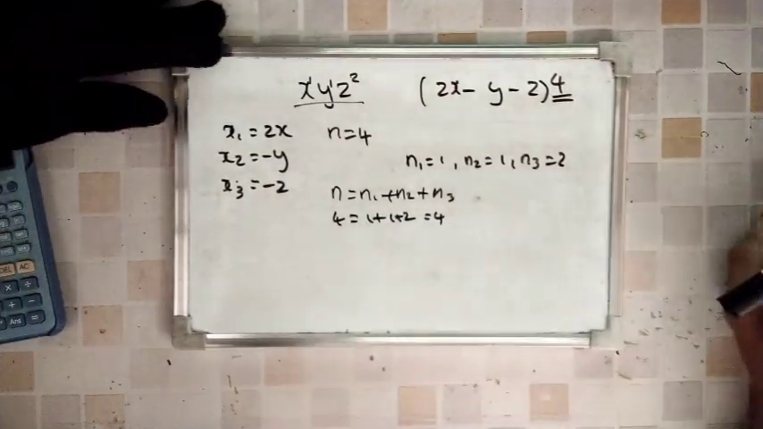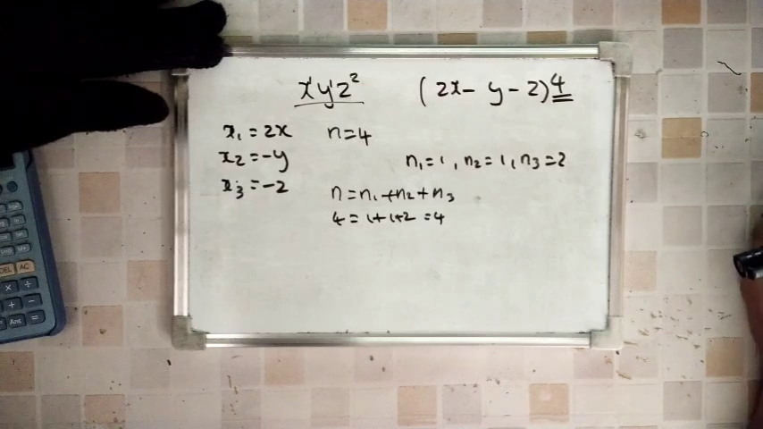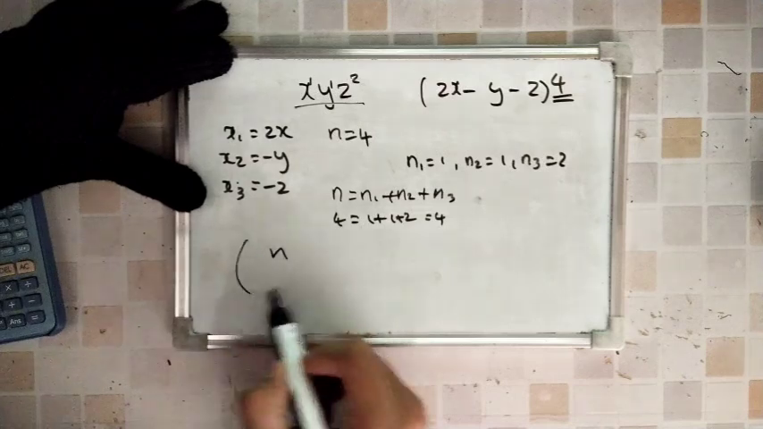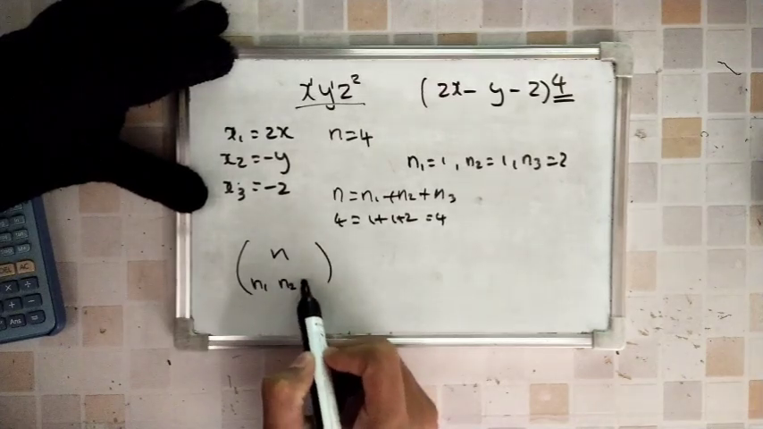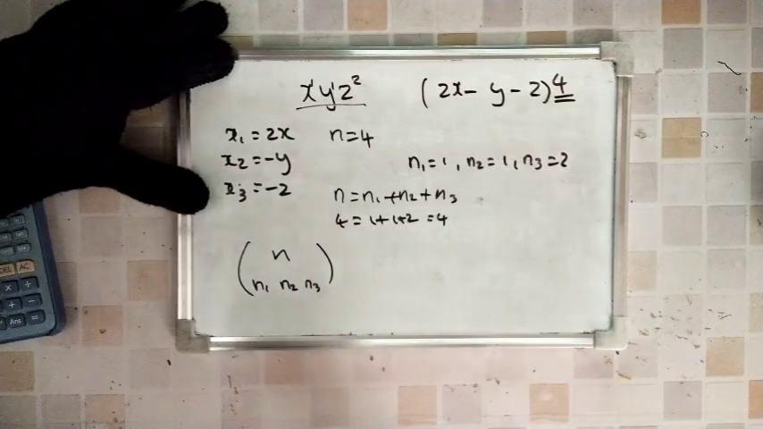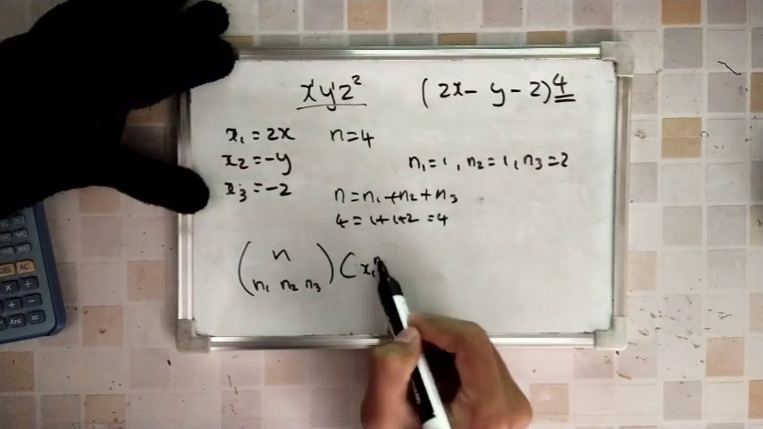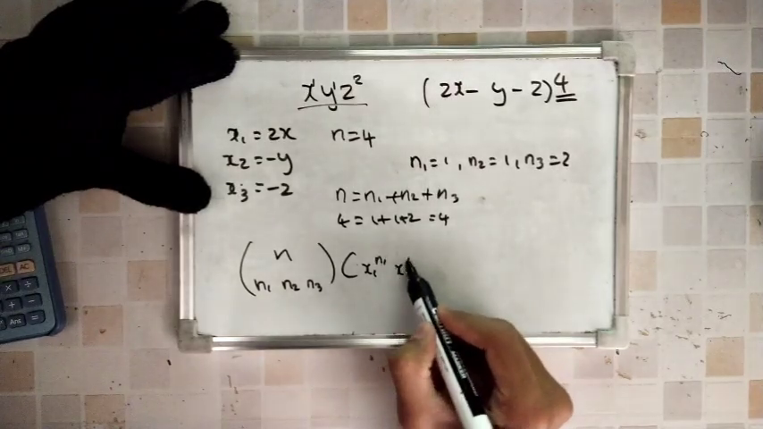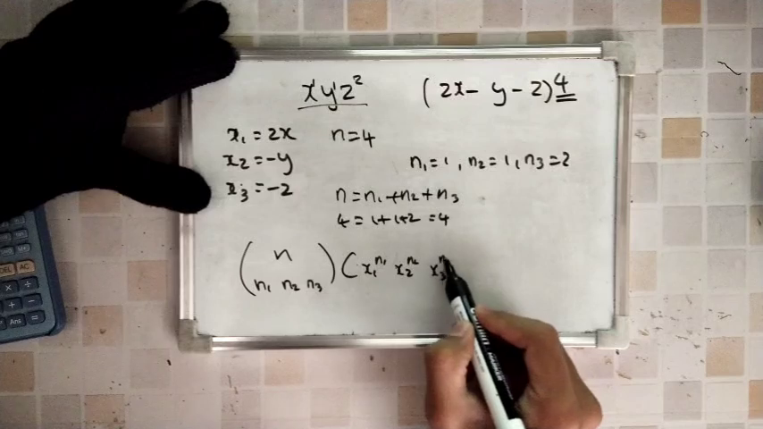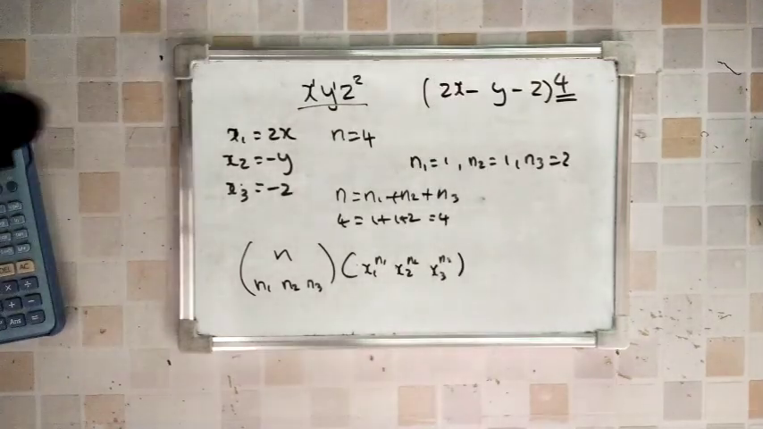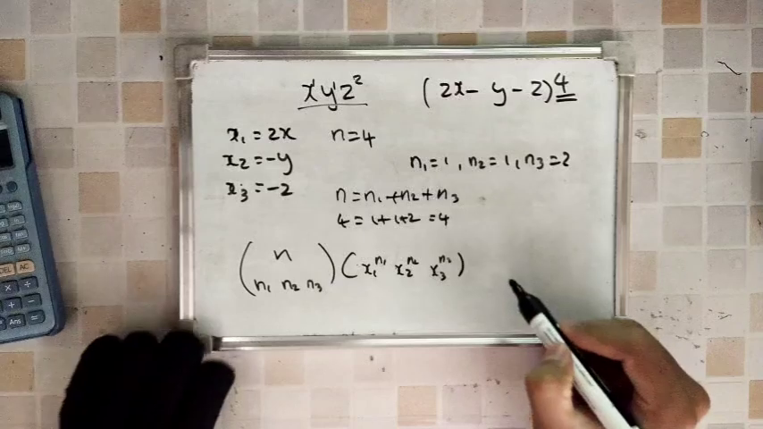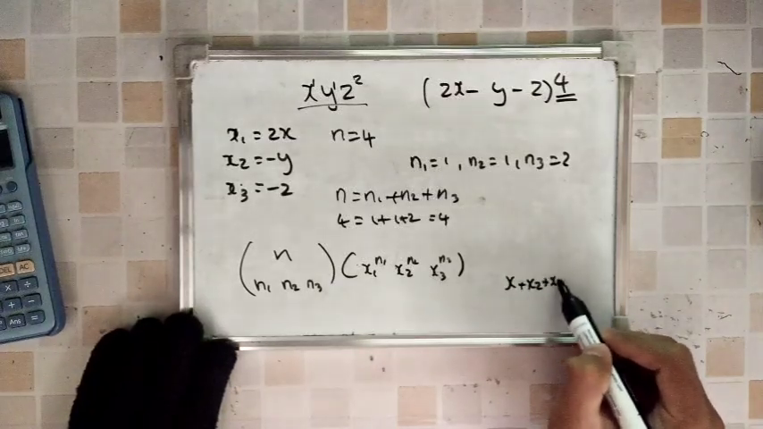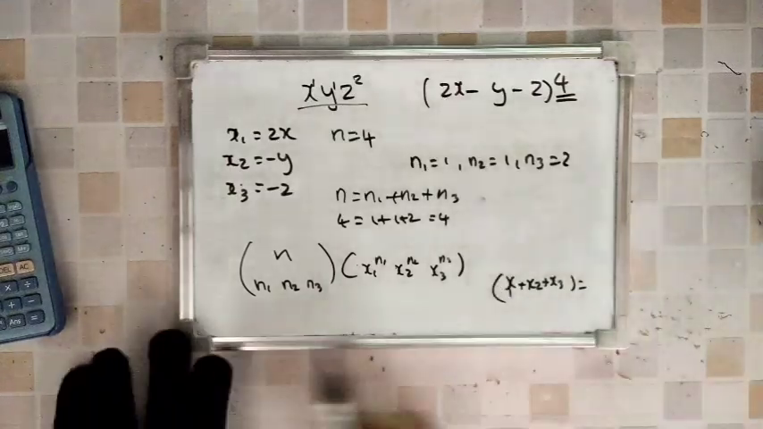Now I have a formula for this. This comes under the multinomial theorem, I guess. So what is the formula for this? It is n factorial divided by n1 factorial, n2 factorial, n3 factorial, into x1 to the power of n1 into x2 to the power of n2 into x3 to the power of n3. This is the formula for the expansion of (x1 plus x2 plus x3) to the power of n.